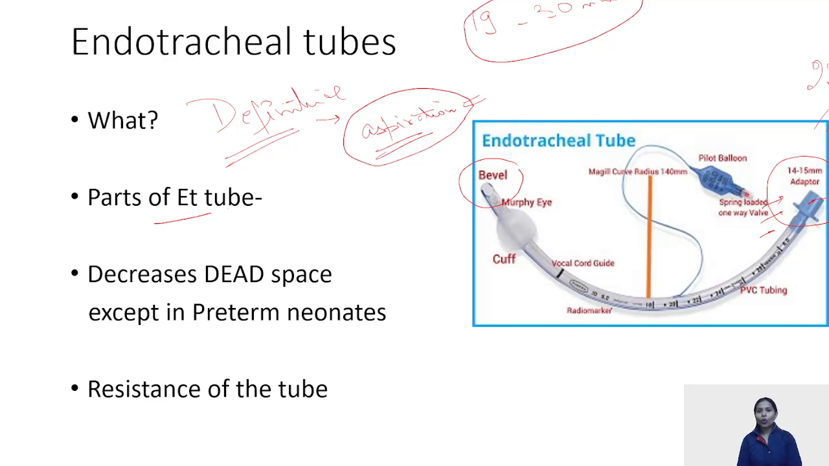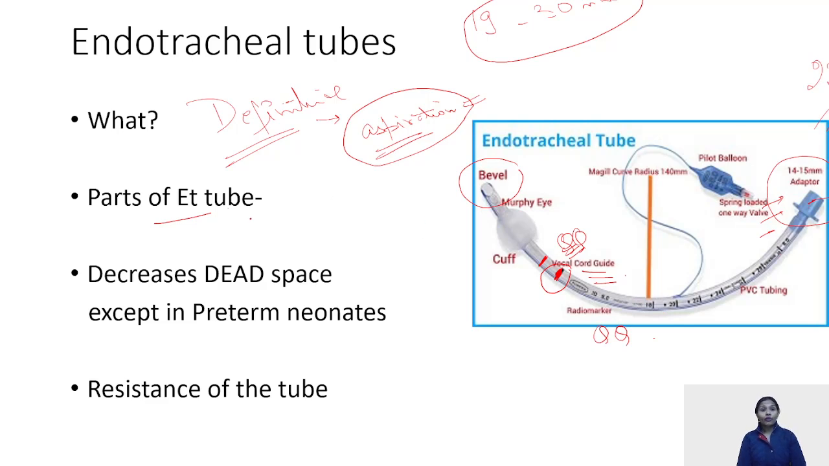Then you have a radio opaque line here, such that this tube can be visualized on an X-ray. You have a radio opaque line in the endotracheal tube. Then you have a vocal cord guide. Here generally you have two black markings, and when you are inserting your endotracheal tube, this is the black marking up to which you have to insert. You have to stop once this black mark enters your glottis. This is also asked. The radio opaque line is asked. The connector size is asked.